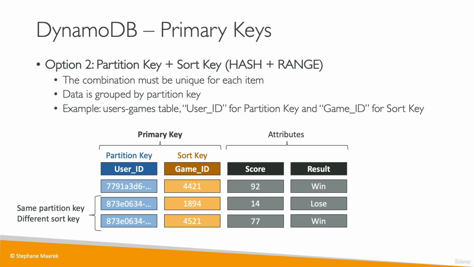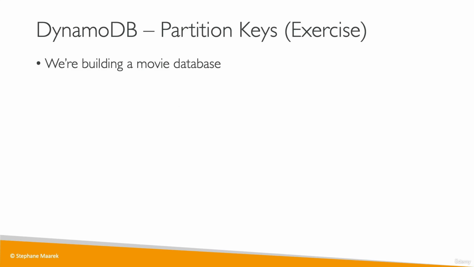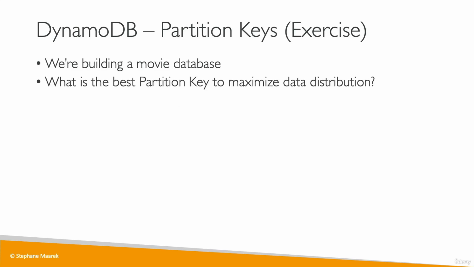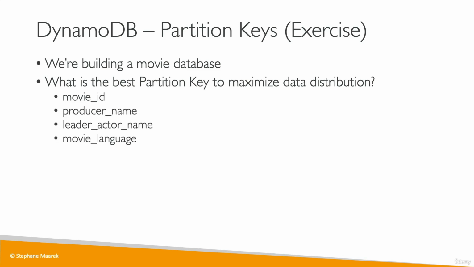And this is why it's super important to choose a really good partition key so the data is going to be distributed enough. So here's an exercise, and this is what the exam may test you on as well. You're building a movie database, and you want to choose the best partition key that is going to maximize data distribution. Is it movie ID? Is it producer name? Is it leader actor name? Or is it movie language? Well, think about it for a second. What if you choose the first one, what if you choose the second one, and so on?